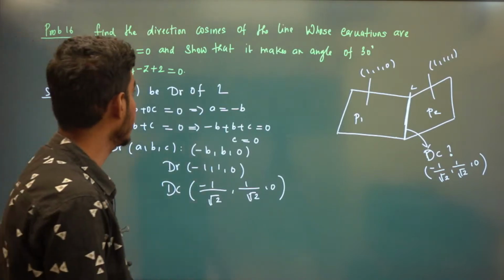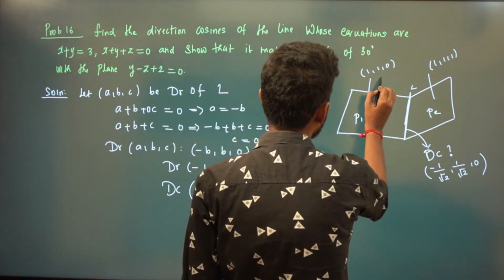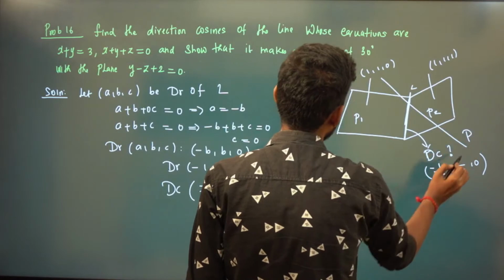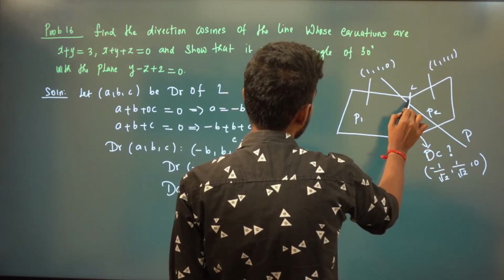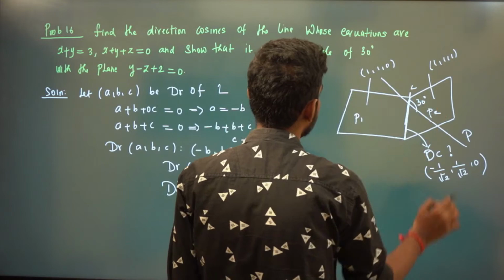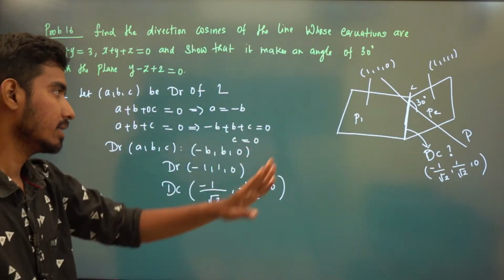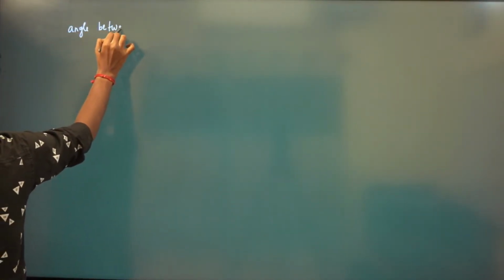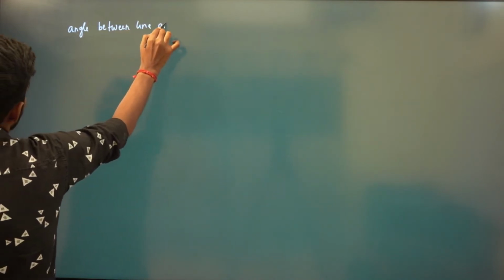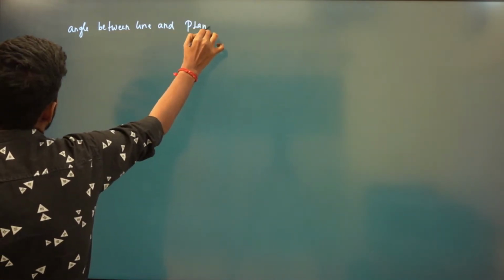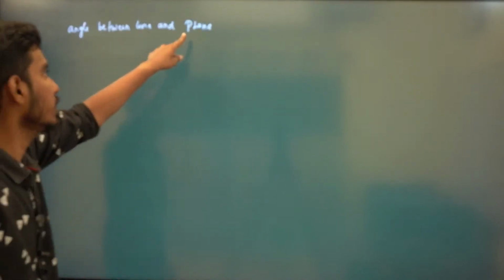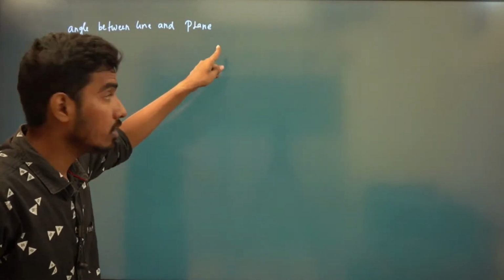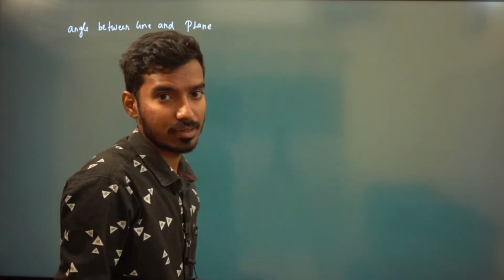Now you need to show that it makes an angle. We have one more plane P. You need to show that the line makes an angle of 30 degrees with this plane. Just find the angle between the line and the plane. The angle between a line and a plane is related to the angle between the line and the normal to the plane.